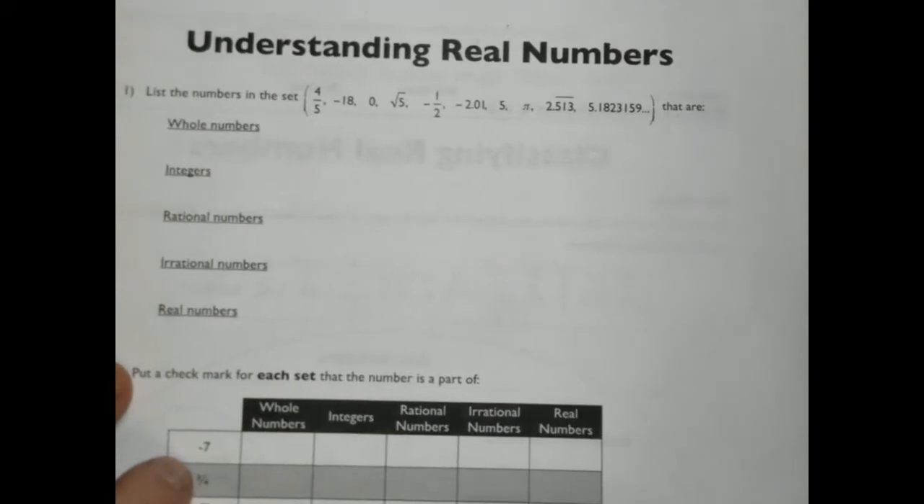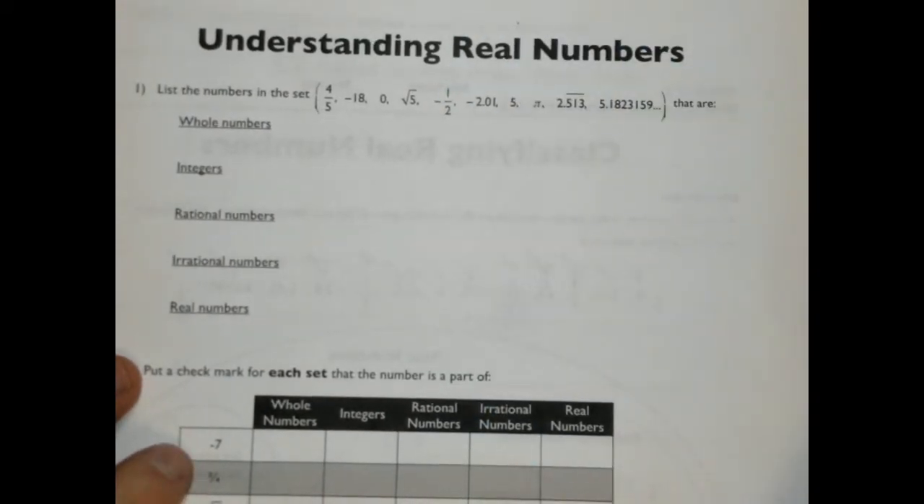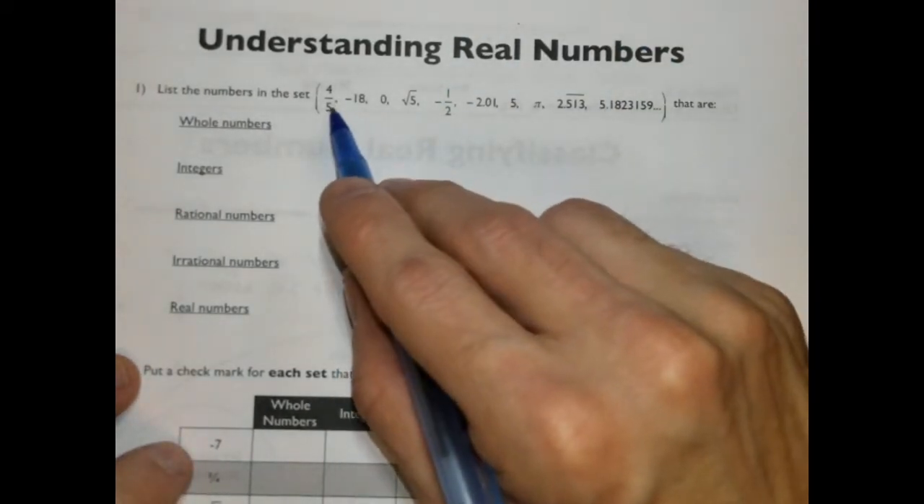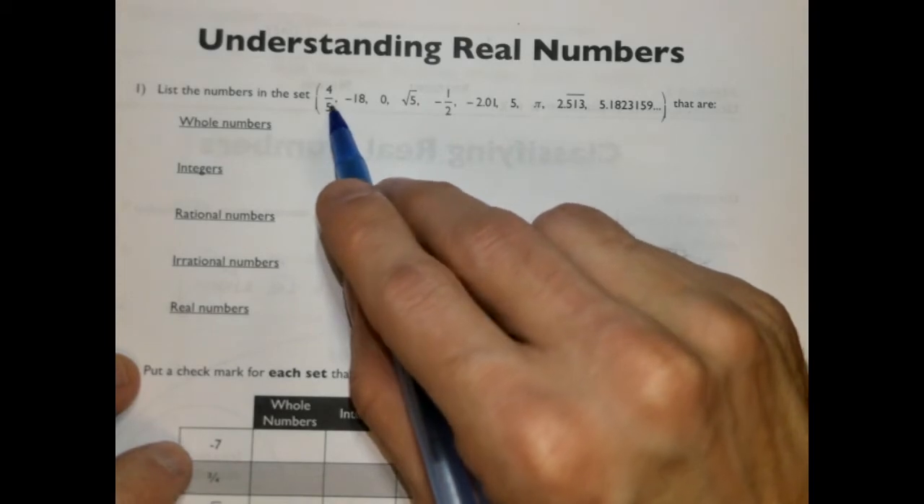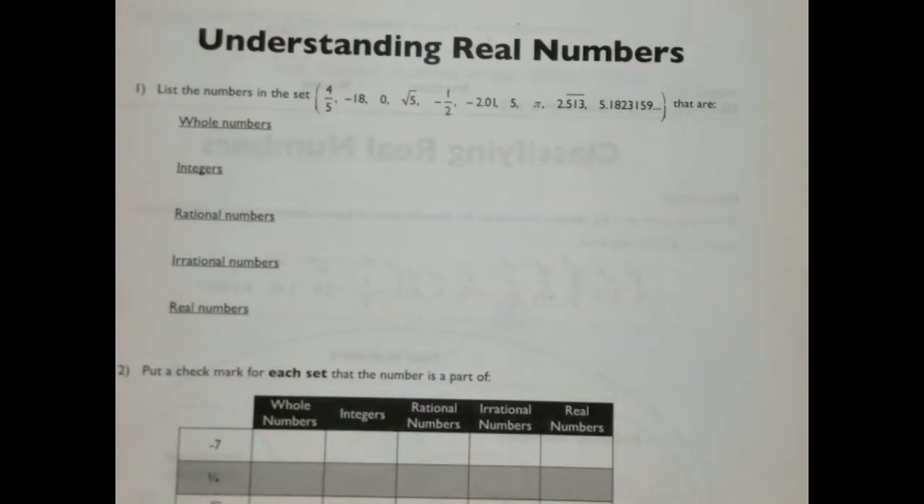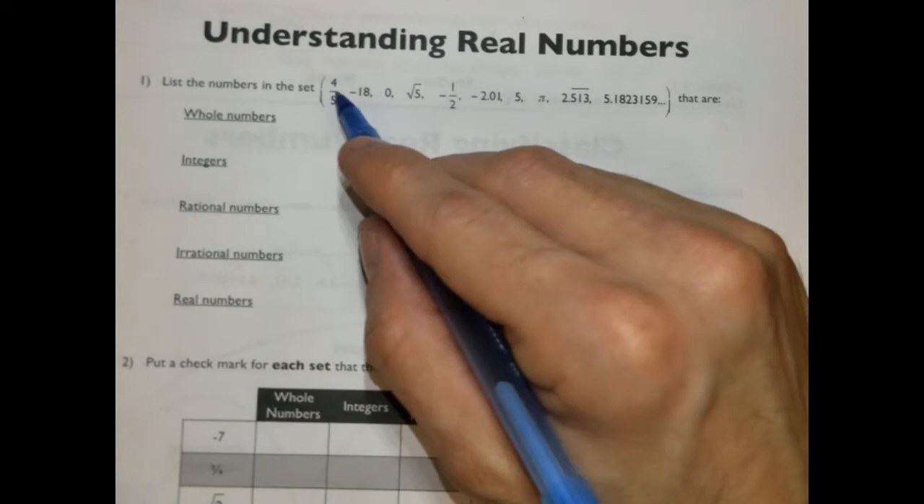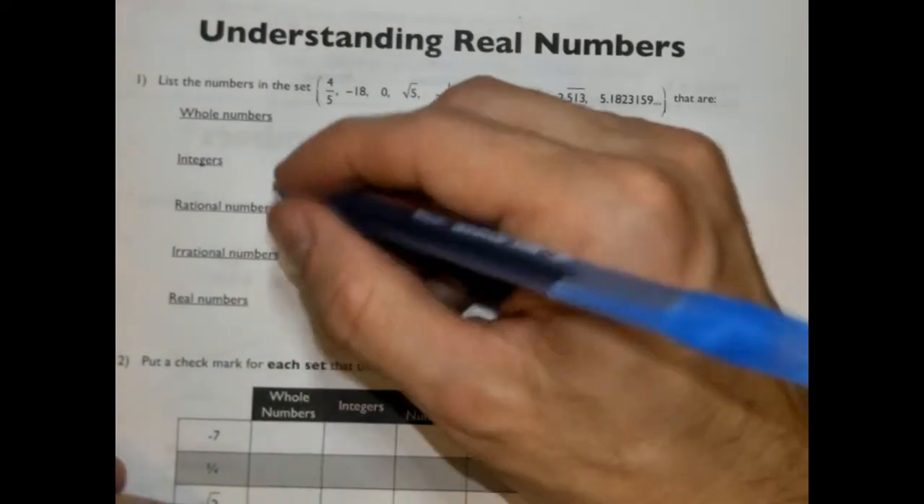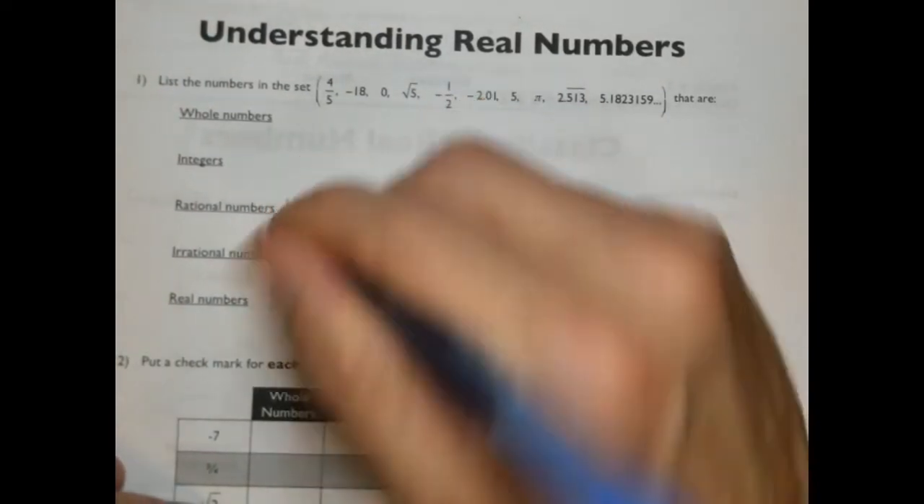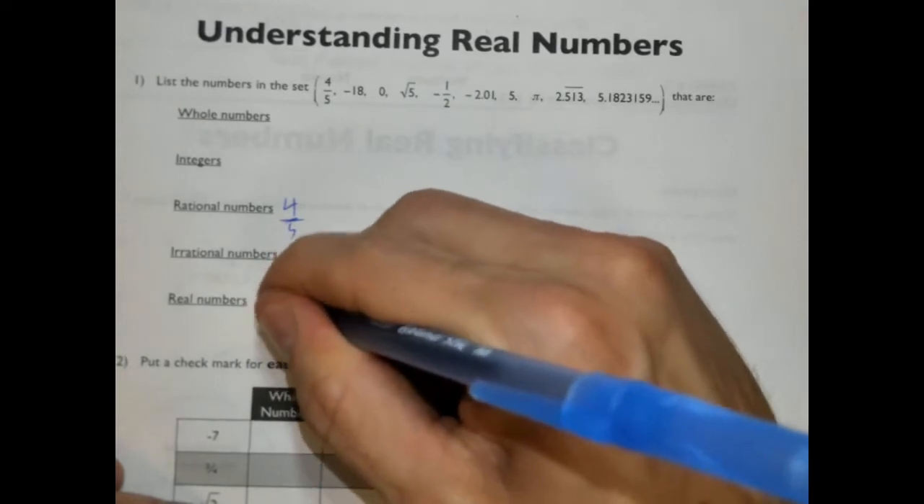Let's zoom in a little bit. List the numbers in the set. Okay, so 4/5. We're going to write each number once. Actually, we can do it more than once. 4/5 is not a whole number. It is not an integer. It is a rational number. It is not irrational. It is a real number. So that's what we'll do.